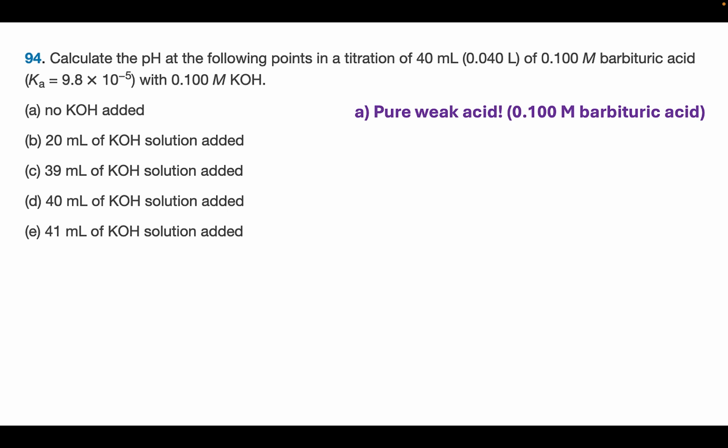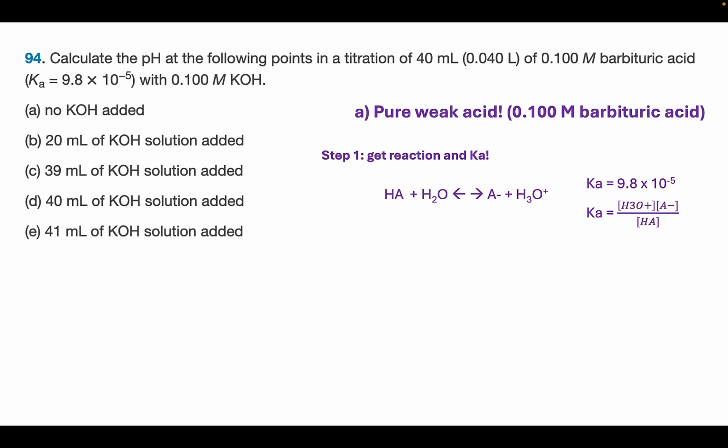Because here, with no potassium hydroxide added, it's simply a pure weak acid, and we want to start by getting the reaction and the Ka. What is the weak acid equilibrium that we're dealing with here? It's the following: weak acid in water is in equilibrium with its conjugate base and hydronium. And the Ka is given. We know that Ka is going to have the following form, and we can set up our ICE table. We have 0.1 molar barbituric acid.